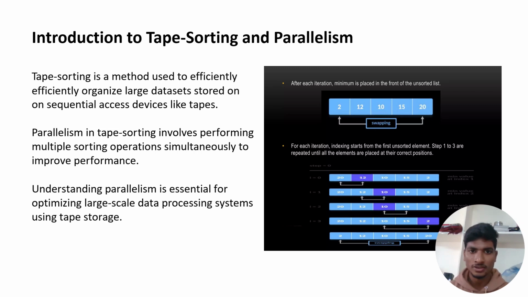So first, in this diagram we can see that after each iteration the minimum is placed in the front of the unsorted list, that is 2, 12, 10, 15 and 20, that is called swapping, and for each iteration indexing starts from the first unsorted element. Steps 1, 2, 3 are repeated until all the elements are placed at the correct position.